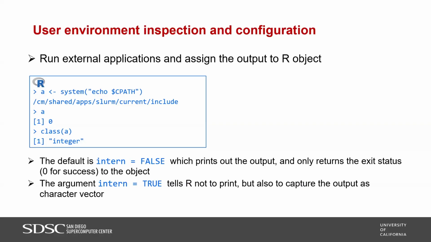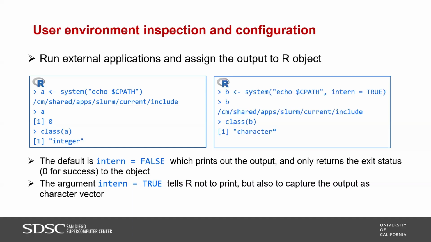If we want to do it, we need to add the intern equals TRUE option into the system function, and tell R not to print, but also just capture the output as the correct vector. So here is the proper way to assign the output to the object.